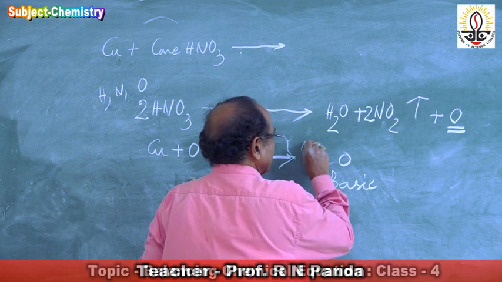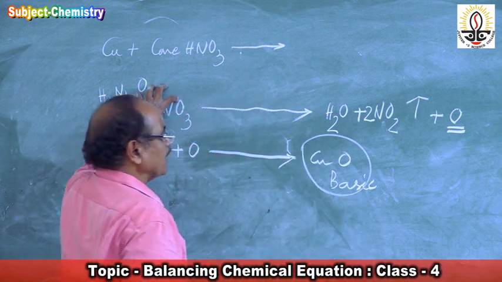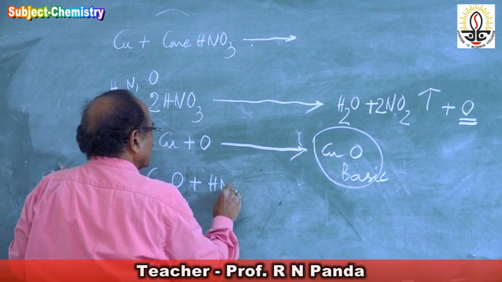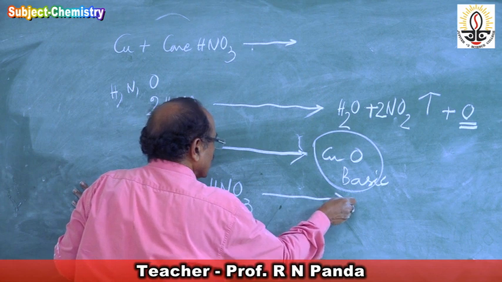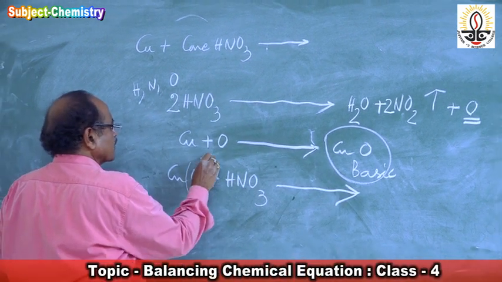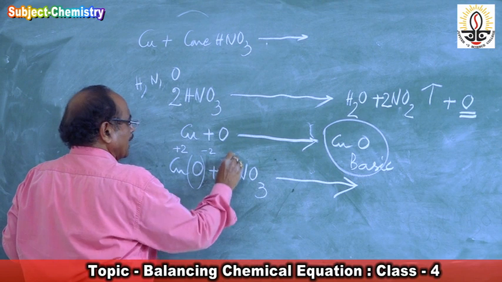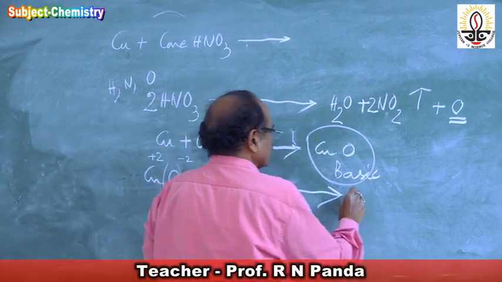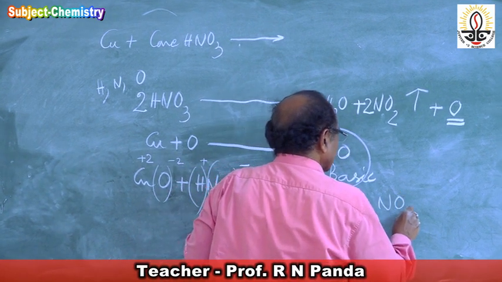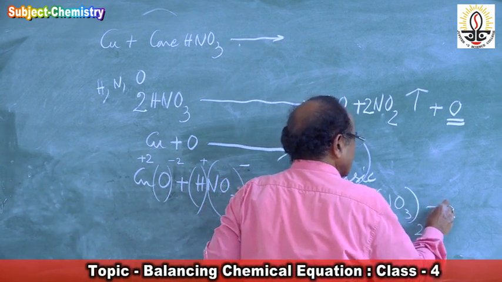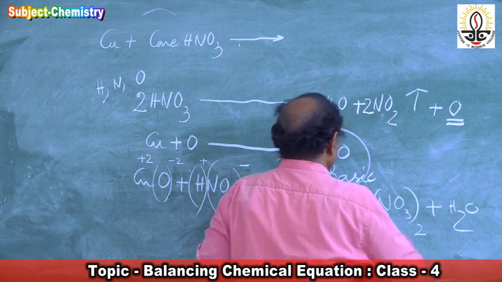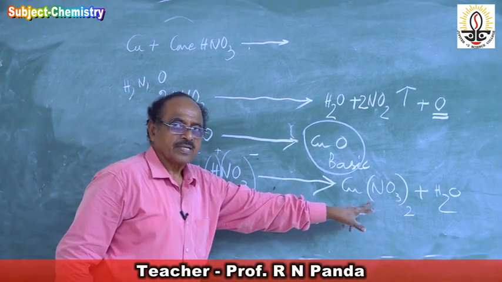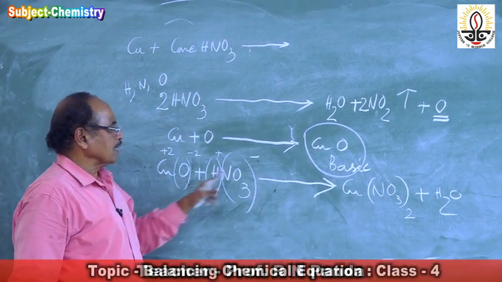Now copper oxide is a metallic oxide and there is still nitric acid. Now nitric acid will react with copper oxide. Oxygen is -2, copper is +2, hydrogen is +1, nitrate is -1. So copper will react with nitrate to form cupric nitrate, Cu(NO3)2, plus water. Copper +2 and nitrate form cupric nitrate, and hydrogen and oxygen form water.